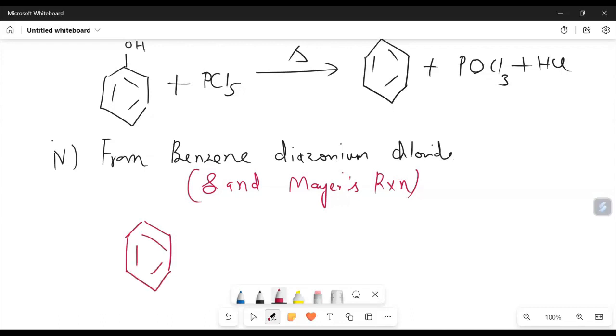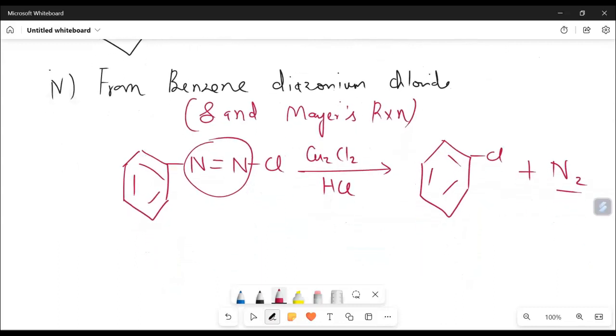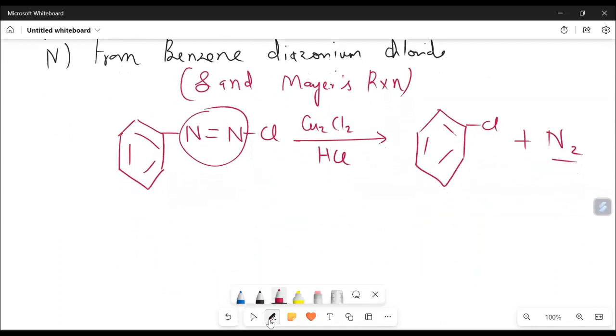So this is your benzene attached with N double bond N Cl. When Cu2Cl2 attacks it in the presence of HCl, it will form chlorobenzene plus N2 gas removed. This N2 will be removed and this will form chlorobenzene. This is the proper mechanism of it.